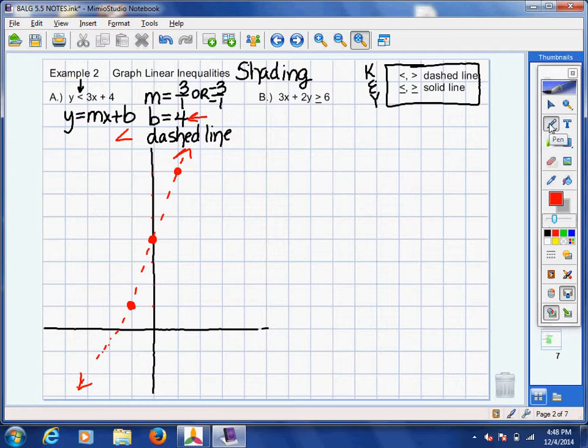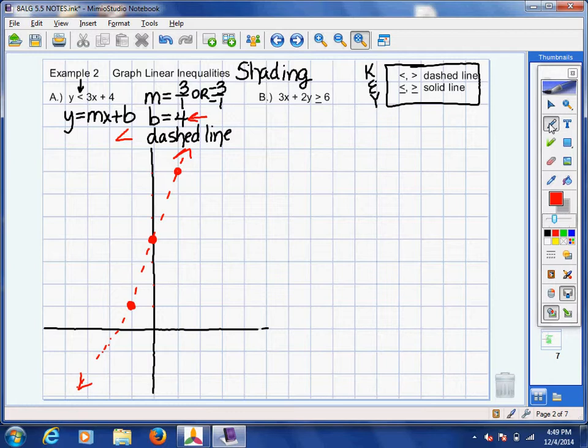Okay, to figure out the shading, I usually pick the easiest point to plug into. As long as my line does not go through this point, I use 0, 0. I use 0, 0 as a tester. Okay, I use it as a test point. If it works, then the side of the line that 0, 0 is on is the side I should shade. If it doesn't work, then that's not the side I shade. I shade the opposite side of the line.